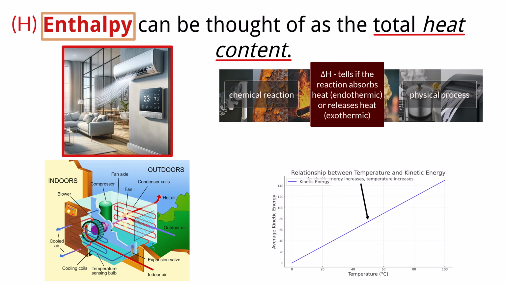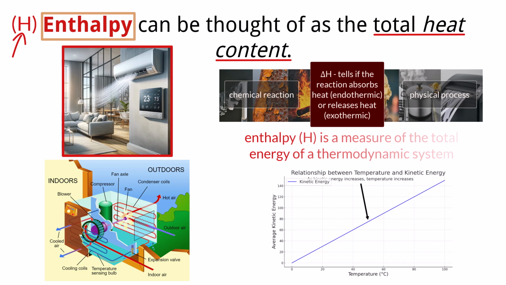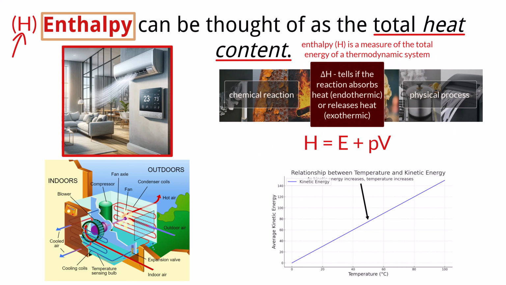I find it easiest to remember it being H by emphasizing the TH in enthalpy. Technically, enthalpy is a measure of the total energy of a thermodynamic system, including its internal energy plus the product of its pressure and volume. It's defined by the equation H equals E plus PV, where H is enthalpy, E is the internal energy of the system, P is the pressure, and V is the volume of the system.